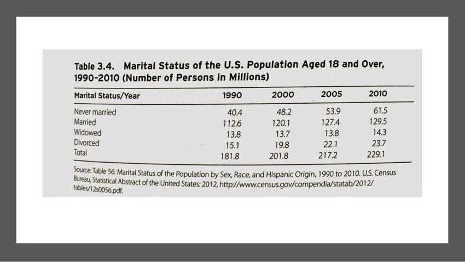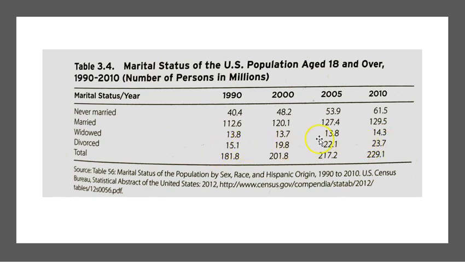And we can see that a lot of that, when we break these down into the categories of never married, married, widowed, and divorced, most of that is in the never married category, where we've seen a 21 million increase. When we look at the marrieds, it's gone up slightly less, about 17 million. Widowed has gone up just 1 million, and divorced has gone up 8 million.